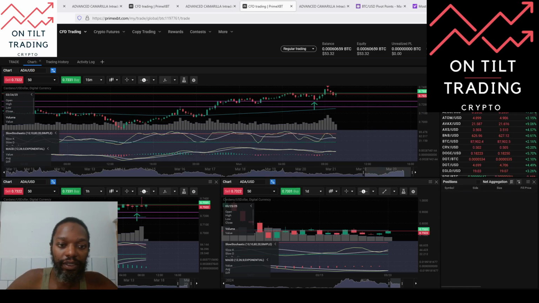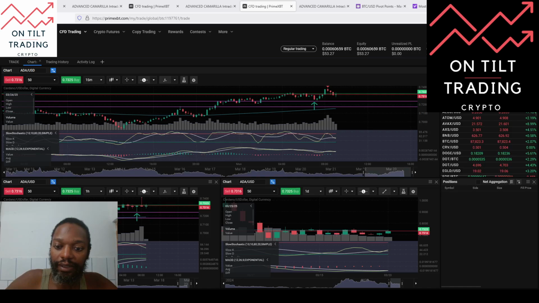So on the daily, we can see that Cardano is trading right at the 200 EMA. This is the 200, this blue line here. You can hardly see it here due to price action. It's trading right at the 200 EMA or right at the line, possibly just a little below.